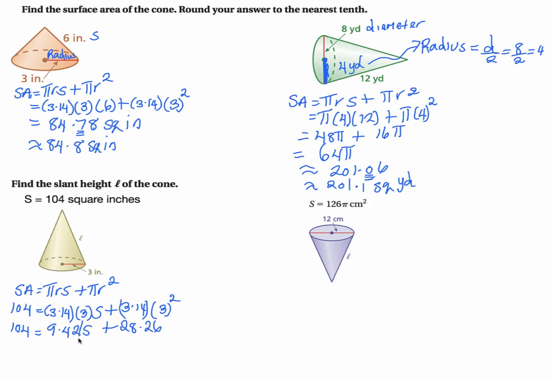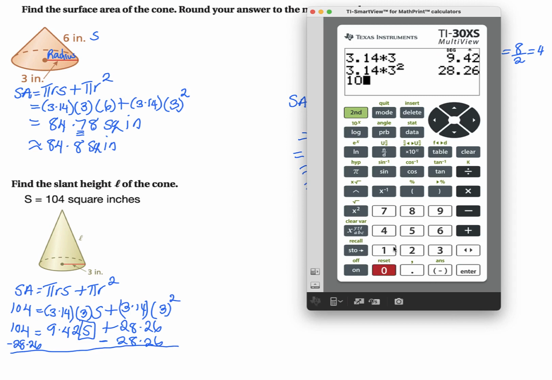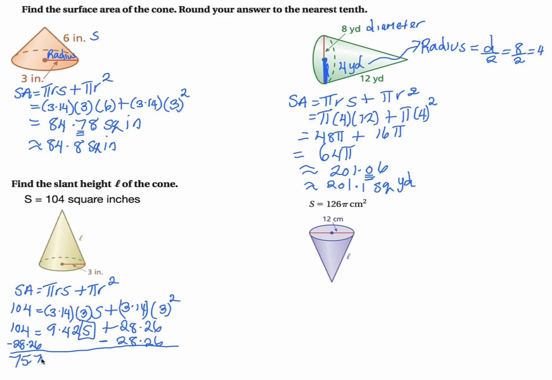Now remember, we're solving for S, so this looks like a two-step linear equation. So from solving for S, I'm going to get rid of the 28.26. I'm going to do the opposite. I'm going to subtract 28.26 from both sides. 104 take away 28.26 is 75.74, equals 9.42S. And finally, solving for S, I'm going to divide both sides by 9.42.